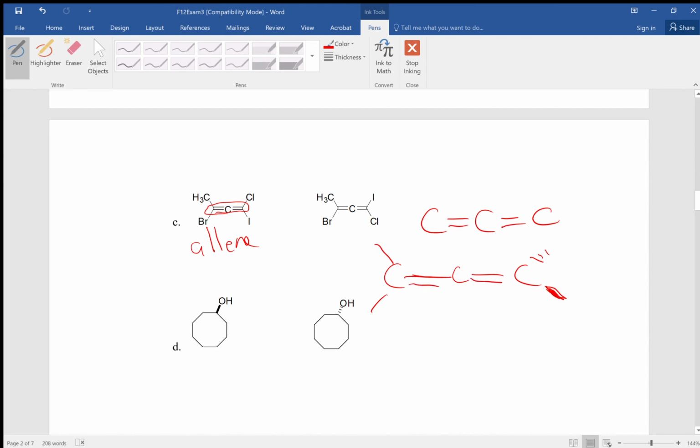And so if you put models of both of these together, you find that in fact allenes can be chiral. And if they have four different substituents, in fact they are chiral. And so these two molecules here are mirror images that are not superimposable, or enantiomers.